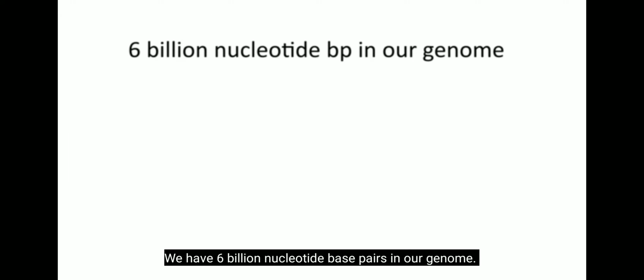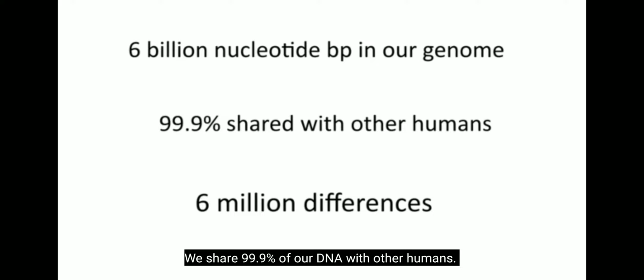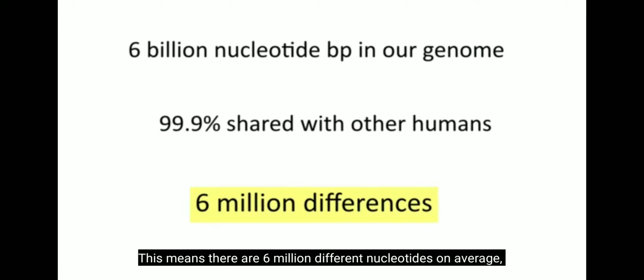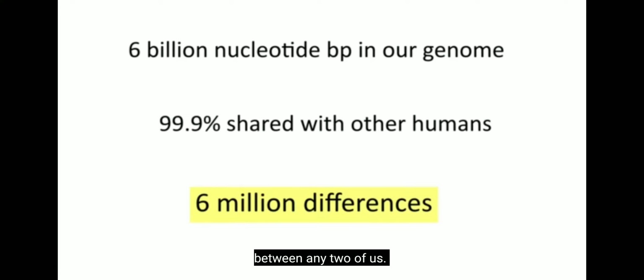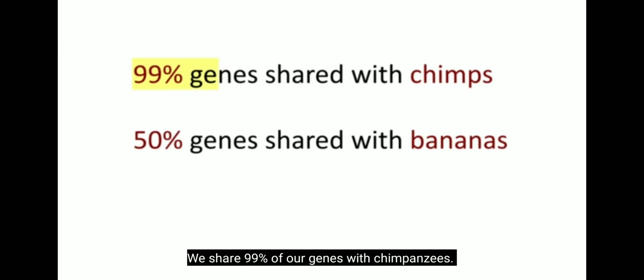We have 6 billion nucleotide base pairs in our genome. How many differences would you expect between you and another human? We share 99.9% of our DNA with other humans. This means that there are 6 million different nucleotides on average between any 2 of us. We share 99% of our genes with chimpanzees. The 1% difference makes us human. We share 50% of our genes with banana plants.